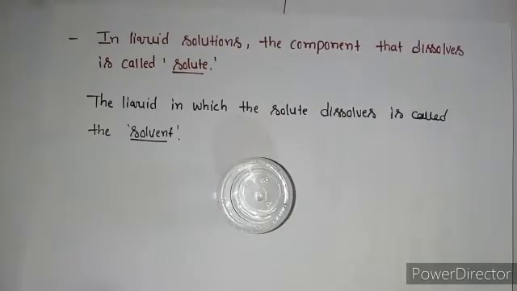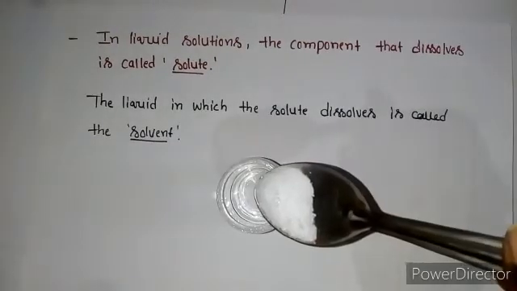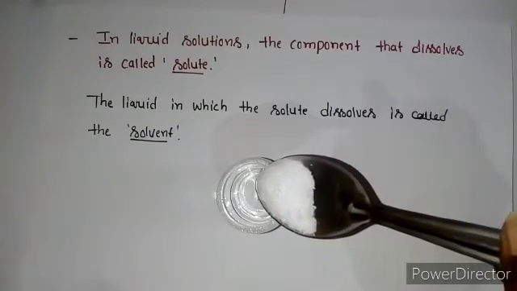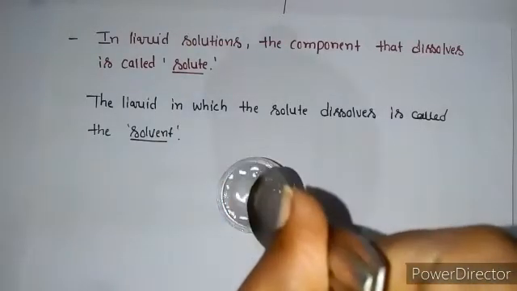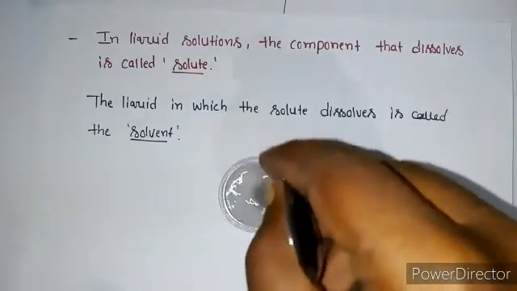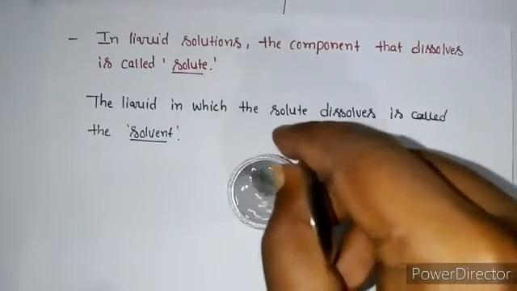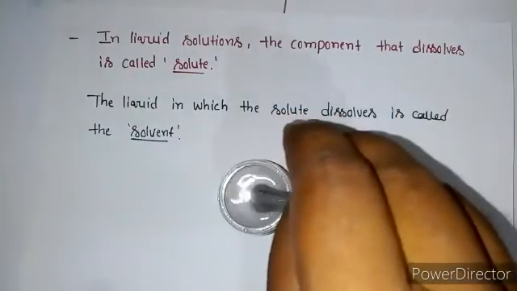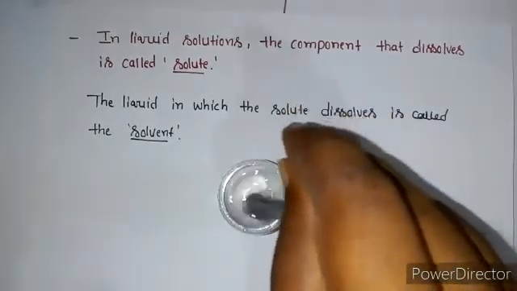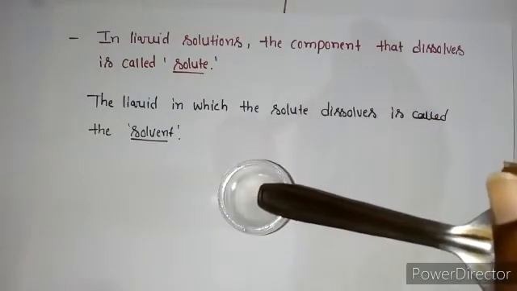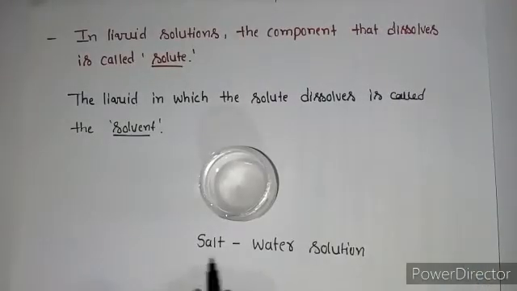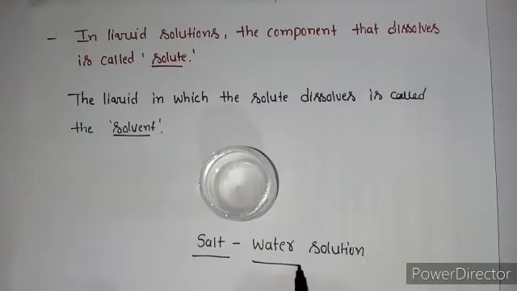Students, for example, all of you see here, if we add a spoon of salt in water and stir, now the salt completely dissolves. Students, now here we get a salt water solution. In the salt water solution, salt is the solute and water is the solvent.